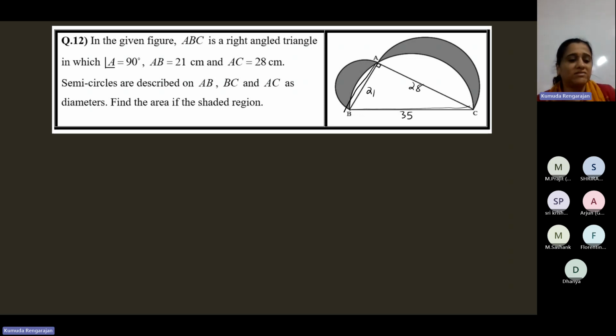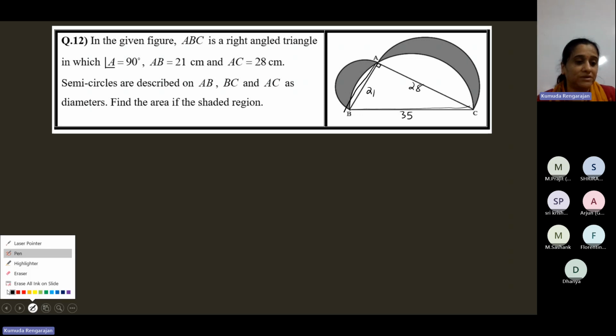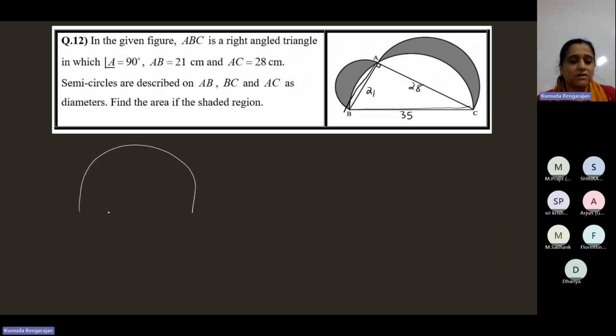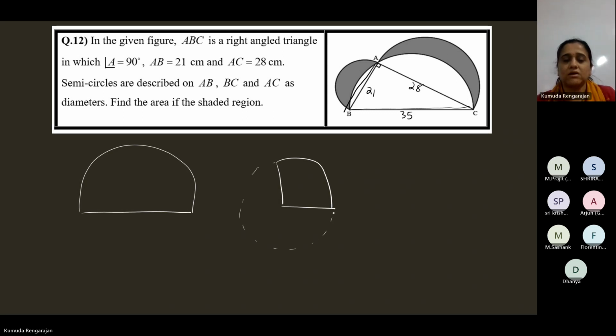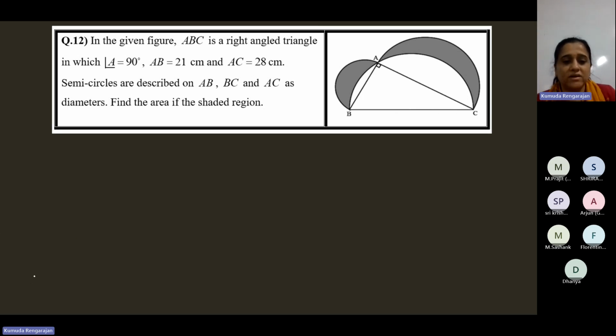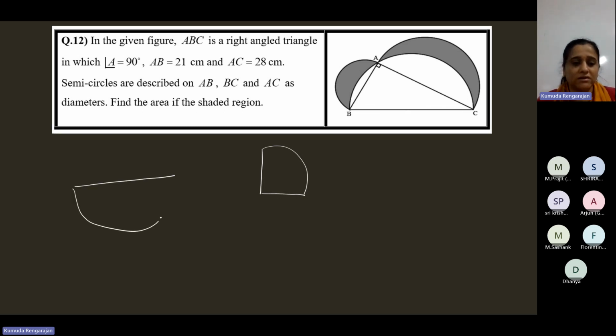28 is the diameter, because what is attached to the semicircle is the diameter. What is attached to a quadrant is the radius. A quadrant has 1 arc and 2 radii like this. Quadrant, 1/4 of a circle. A semicircle has a diameter and an arc like this. So for the semicircle, this is the diameter. Quadrant, radius.